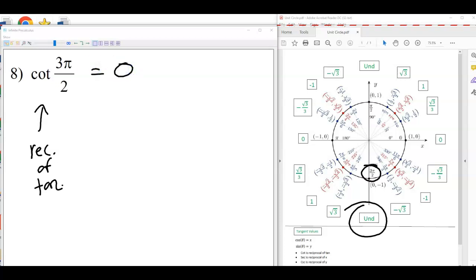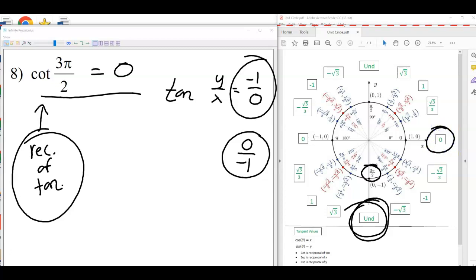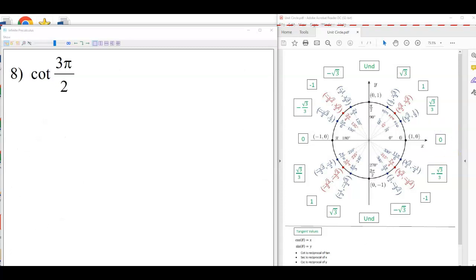Now, let me explain why. The reason why is because tangent is y over x. My y value at that point is negative 1 and the x value is 0. The reason it's undefined is because you're not allowed to have 0 in the denominator. But if I take the reciprocal of that, it becomes 0 over negative 1. And that does exist. The answer is 0. So anytime tangent is undefined, cotangent will be 0. Likewise, anytime tangent is 0, cotangent will be undefined. So there's that one. Let's look at one more.